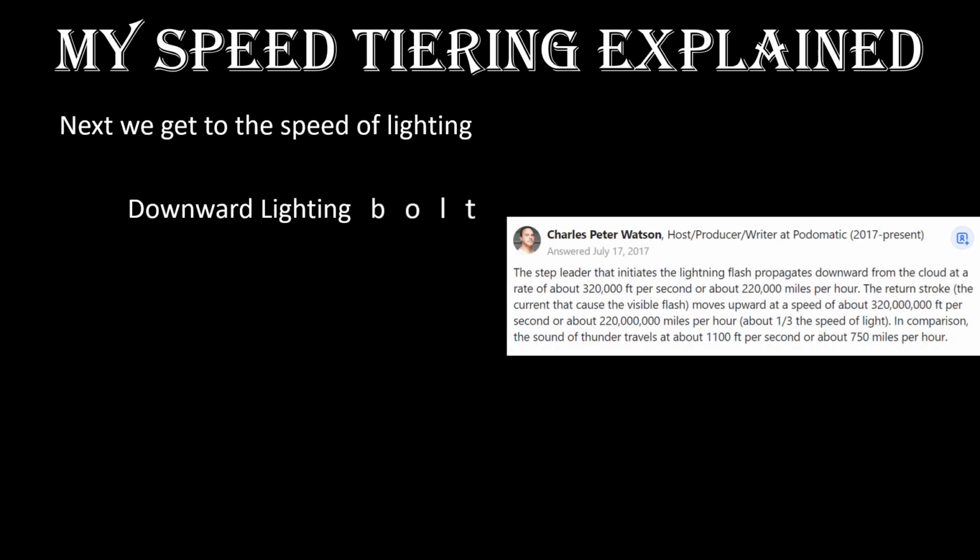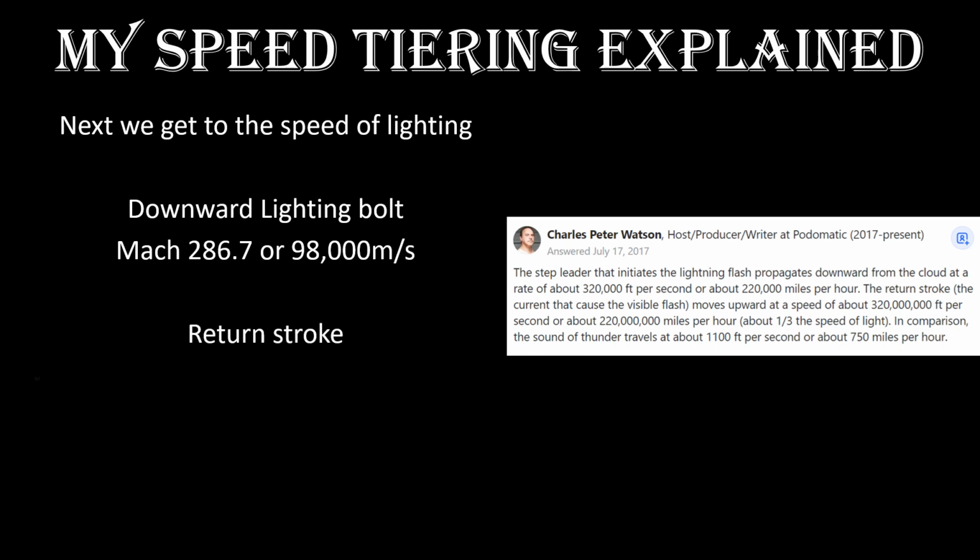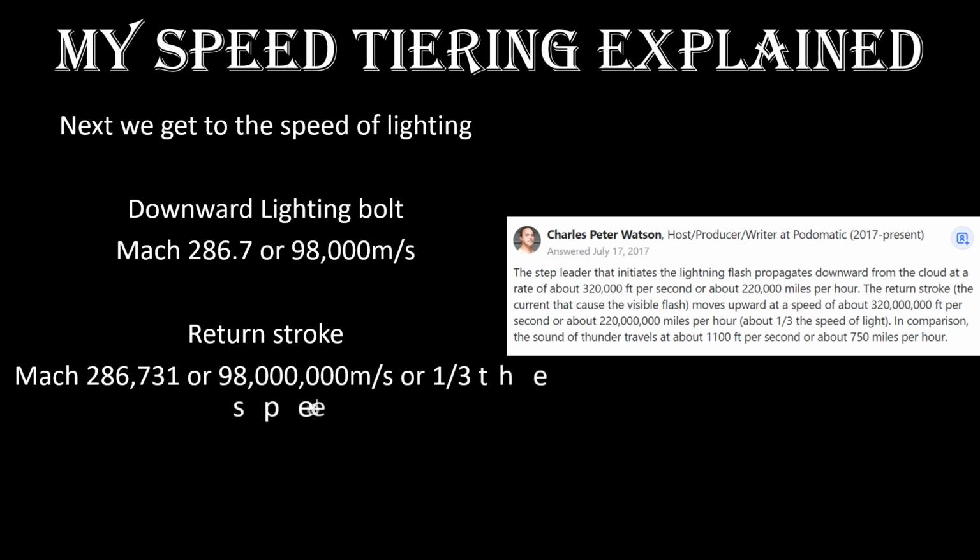Next we get to lightning. Downward lightning bolt. Mach 286.7 or 98,000 meters per second. Return stroke. Mach 286,731 or 98 million meters per second.